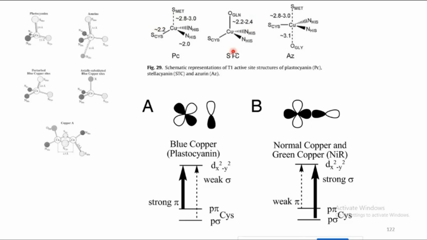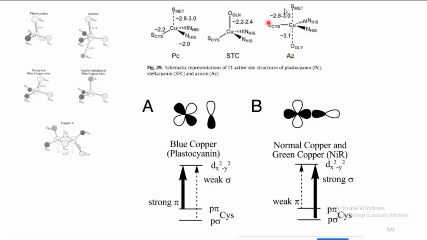So in stellocyanin, what is happening? The geometry is a distorted, flattened tetrahedron around the copper 2. The tetrahedron is constituted by 2 histidine imidazole nitrogens and 1 cysteine sulfur, along with the methionine sulfur replaced by the glycine oxygen.